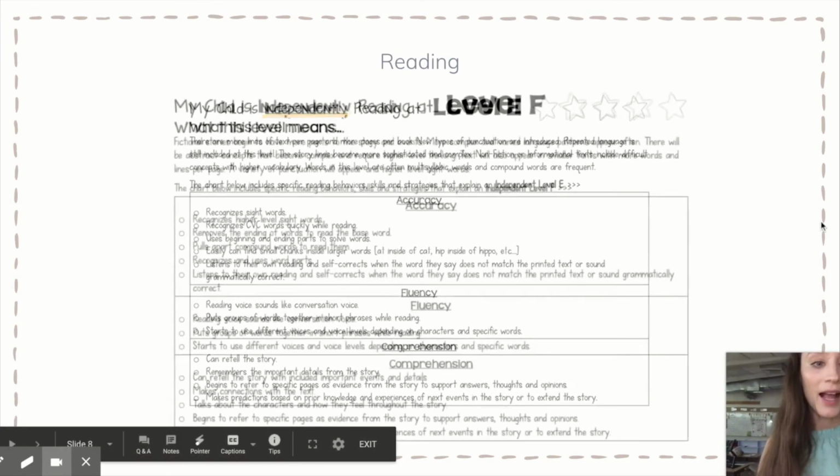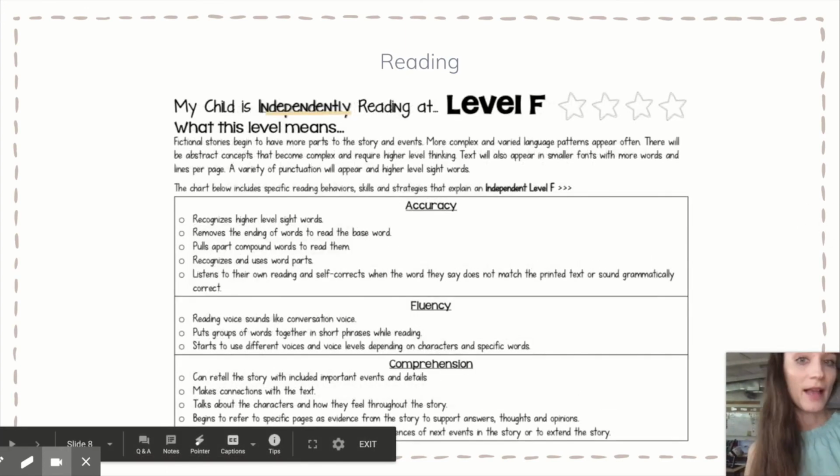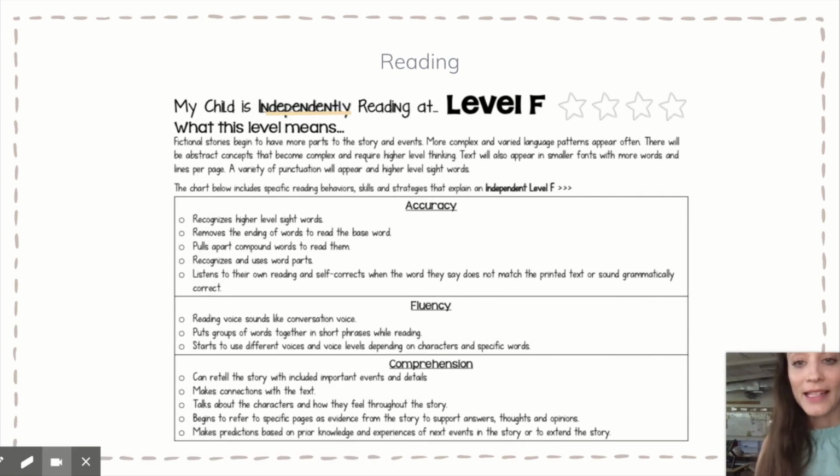All right, and at the higher end of the end of year expectation, that level F, they recognize higher level sight words. So we're getting into the end of those primer sight words and maybe starting to recognize some first grade sight words. They're going to remove the ending of words to read the base word. So that's like finding the word read in reading. They're going to pull apart compound words like the word into and see that it's made up of 2 sight words, in and to.